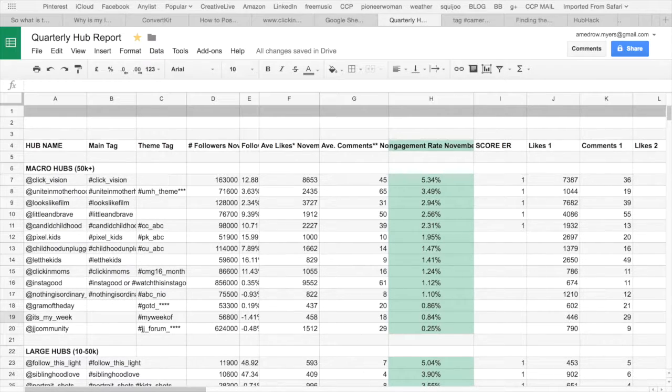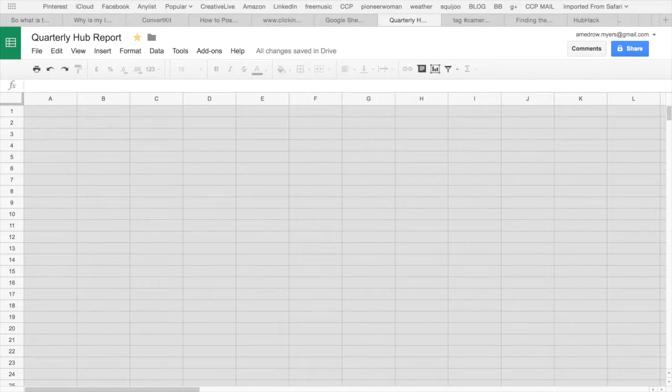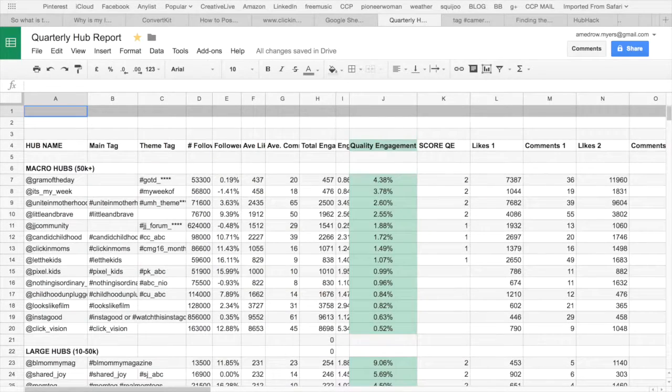Let's see, quality engagement, again, that's simply comments. It's really easy for somebody to just tap the heart button to like a photo, but if they take the time to actually comment on a photo, that's very significant to me. So I want to know what kind of quality engagement we have.